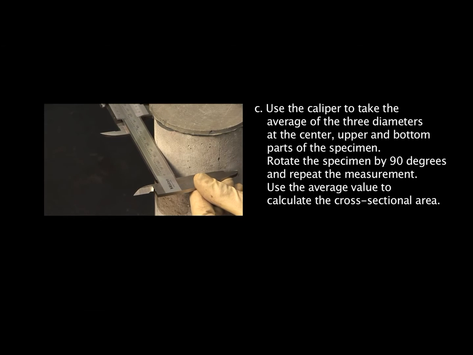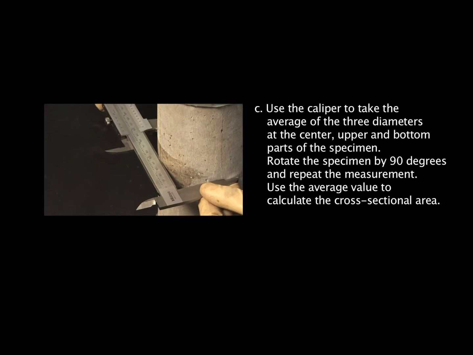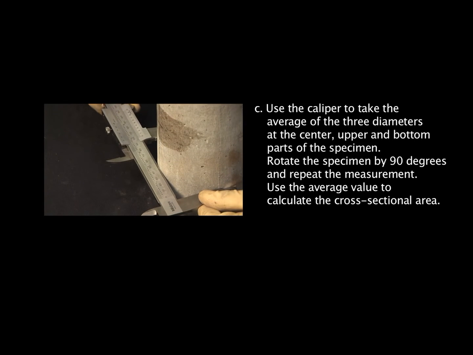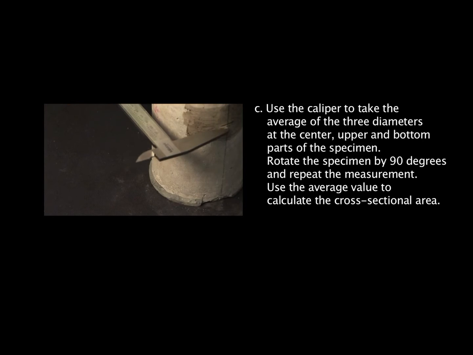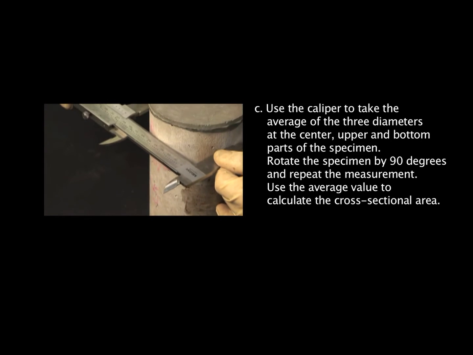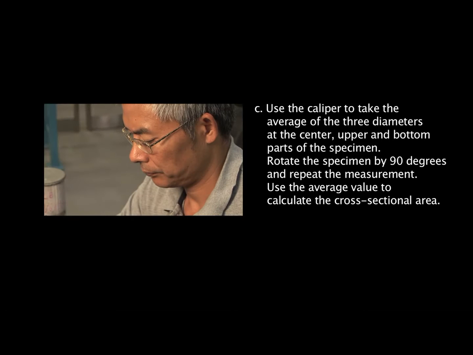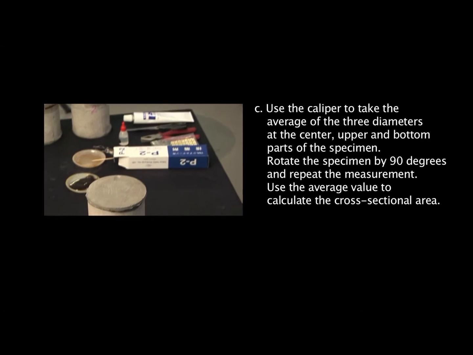C. Use the caliper to take the average of the 3 diameters at the center, upper and bottom parts of the specimen. Rotate the specimen by 90 degrees and repeat the measurement. Use the average value to calculate the cross-sectional area.